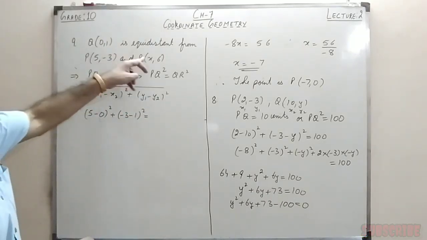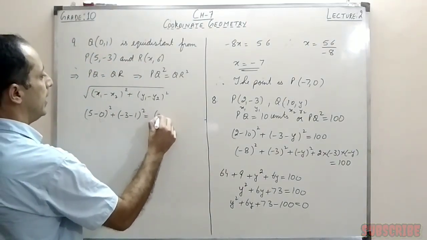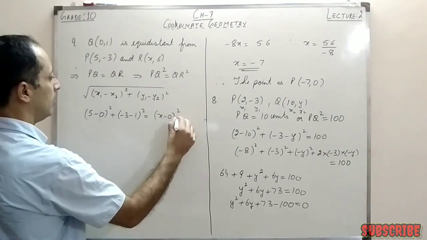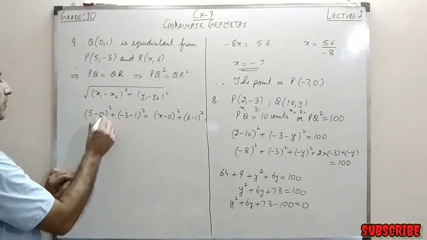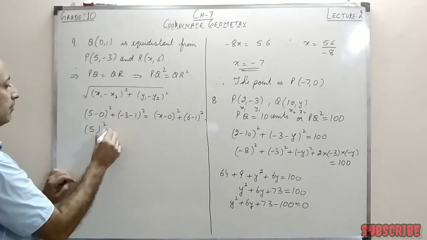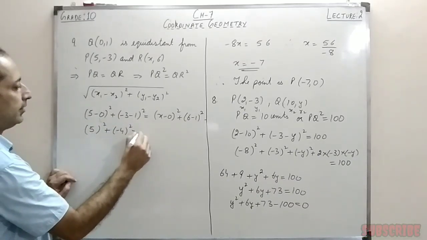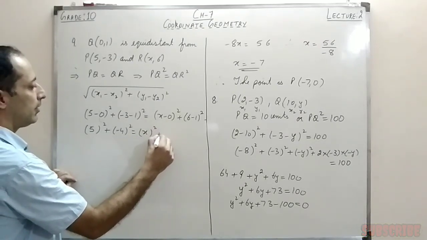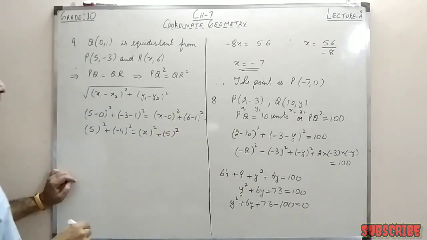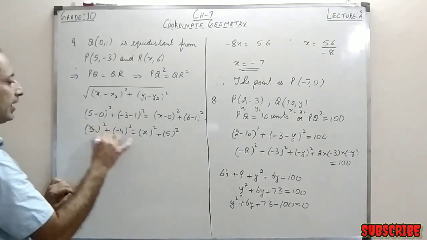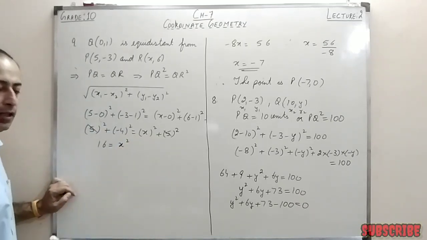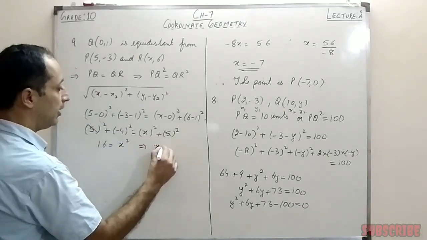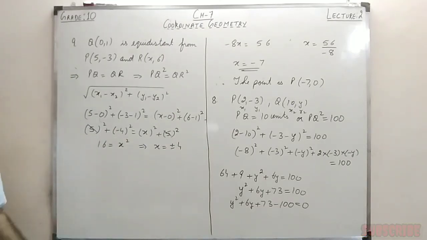And that equals, now this is Q and R, I write it as (x minus 0) whole square plus (6 minus 1) whole square. Right, now we simplify this. This will be 5 square plus (minus 4) whole square, equals x whole square plus 5 whole square. Now you can see on both sides we have 5 square, so we can cancel it out. Now I am left with 16 equals x square, right? So this means the value of x would be plus minus 4. Now we get two values of x.